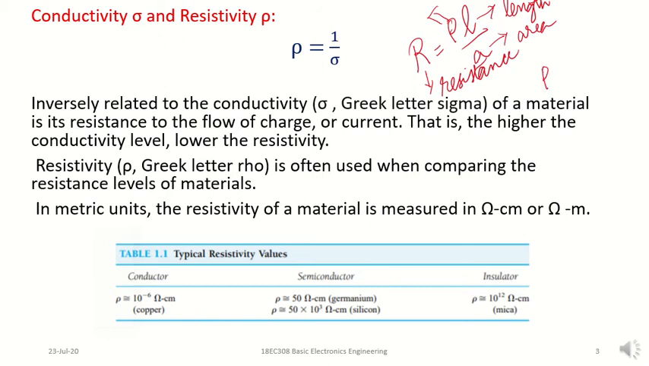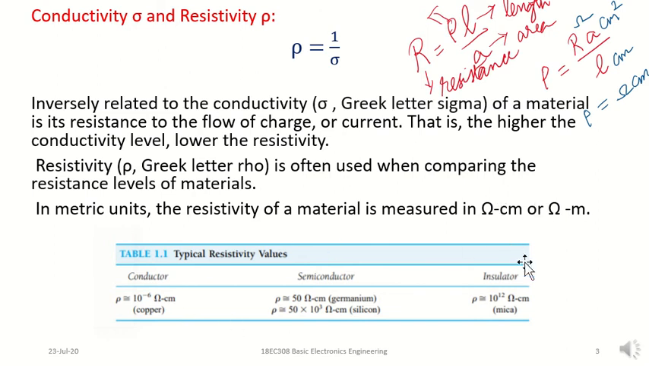So I can write it like rho, resistivity, is equal to R A by L. What is the unit of R, resistance? Ohm. What is the unit of area? Centimeter square or meter square. What is the unit of length? Centimeter. So centimeter square gets cancelled out with one centimeter, and the unit of resistivity is ohm centimeter. You can see the unit of resistivity is ohm centimeter or ohm meter.